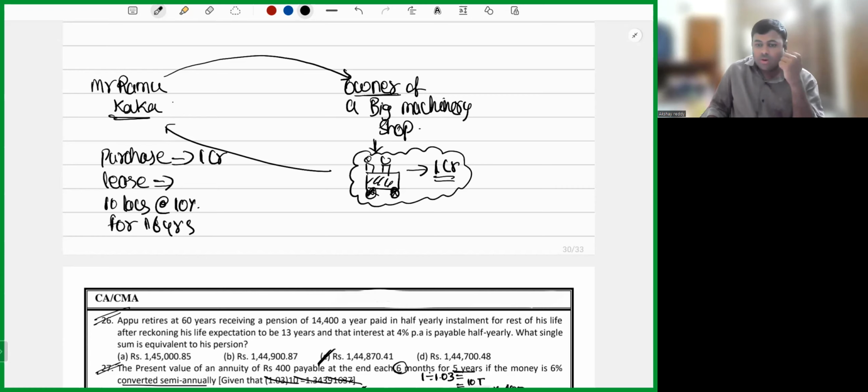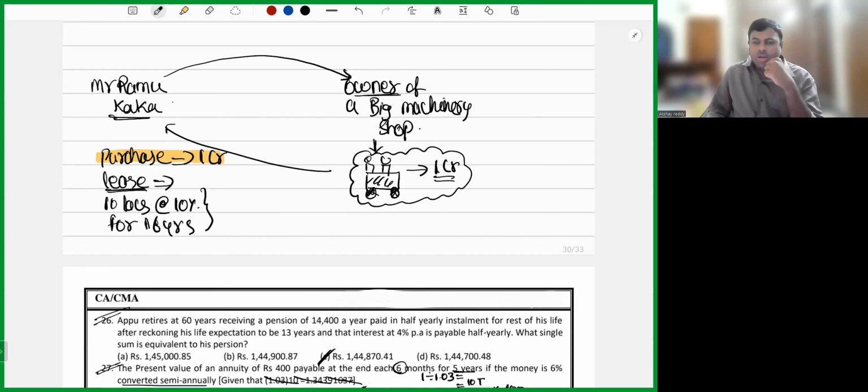Now what happens? Ramukaka will get confused. Dude, if I make the entire payment now itself, I need to pay him 1 crore. Or if I take it on lease, instead of paying a whole amount once, I'll pay him an installment every year. If I take it on lease, I need to pay him 10 lakh at 10% for 16 years. Now, obviously, he'll get confused as to what to do. Should I make the whole payment right now?